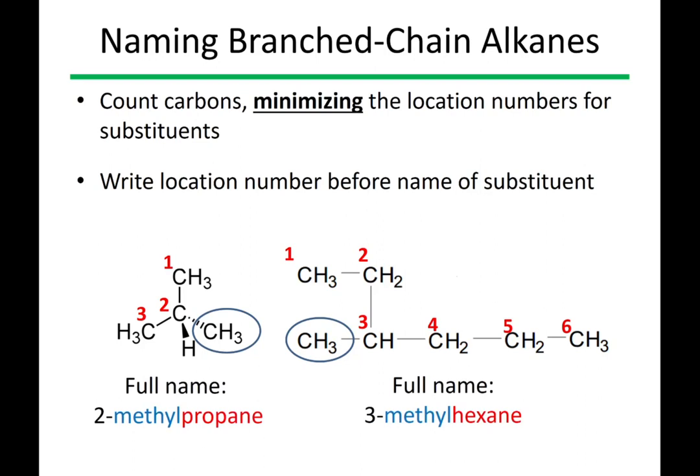So the full name of this first molecule would be 2 for the second position, methyl for the methyl group, and then propane because that was the parent molecule. For the second one, it would be 3, again the position, methyl for the methyl group, and then hexane for the parent molecule. So we have 2-methylpropane and 3-methylhexane in these 2 examples.